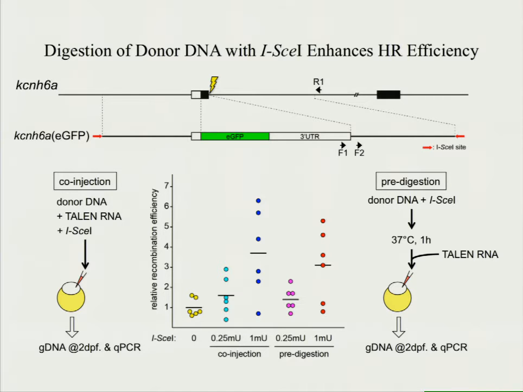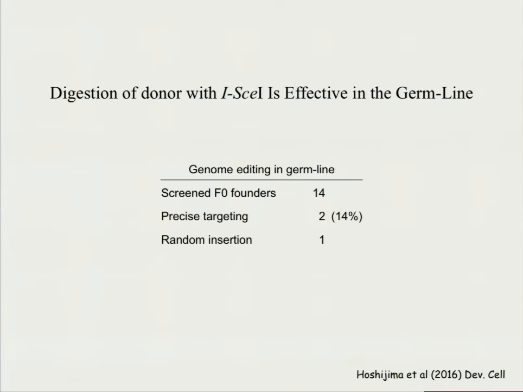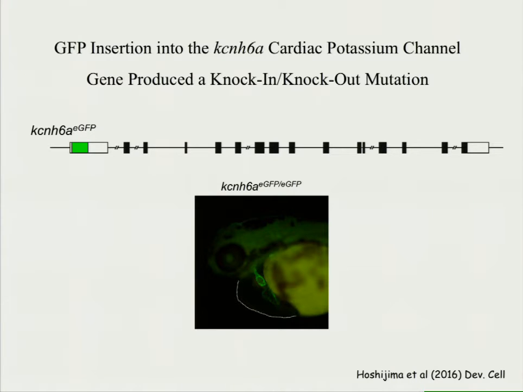So this ICE1 effect is also effective in the germline. Among the 14 F0 fish where donor was injected, we could identify 2 of them inheriting the precisely targeted allele. Because the target gene, KCNH6A, encodes a cardiac potassium channel, the homozygote had a heart defect with cardiac edema and expressed the GFP in the heart. So we can say the ICE1-digested linear donors are effective for recombination.